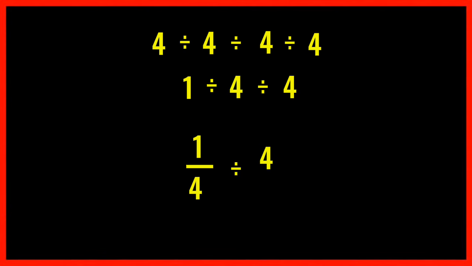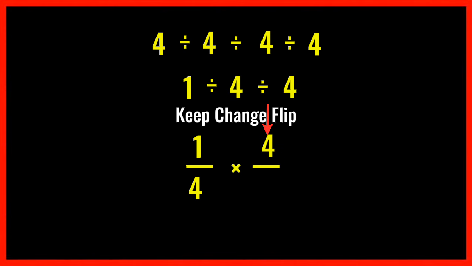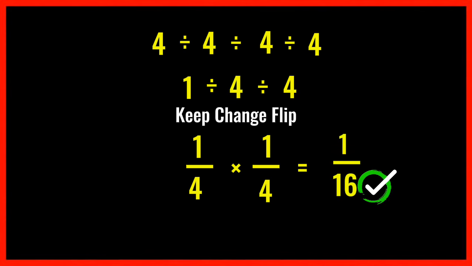This gives us 1 over 4, and dividing by 4 can be rewritten using the keep change flip rule, where we keep the first fraction, change division to multiplication, and flip the second number. So 1 over 4 becomes multiplied by 1 over 4, which equals 1 over 16. That means the correct final answer is 1 over 16.